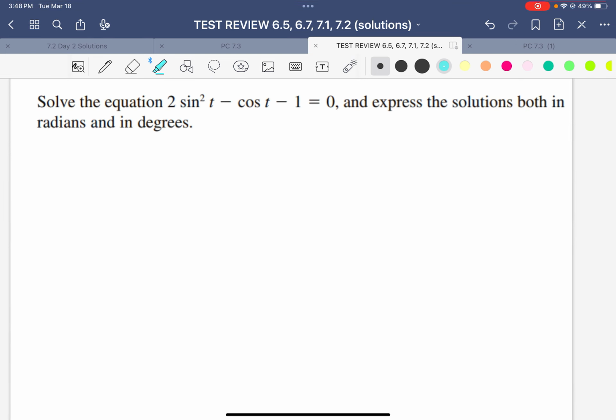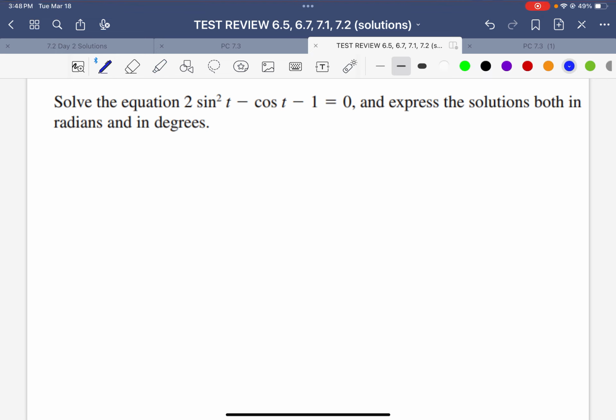All right, last one, then we're done. Solve this equation and express the solutions in both radians and degrees. Just pick one. So here, I've got 2 sine squared t minus cosine t minus 1 equals 0. I want to get everything equal to 0 and try and factor maybe. I wish I could factor, but I can't because I have different functions floating around. So if I can rewrite sine squared as 1 minus cosine squared, I think I will be much happier.